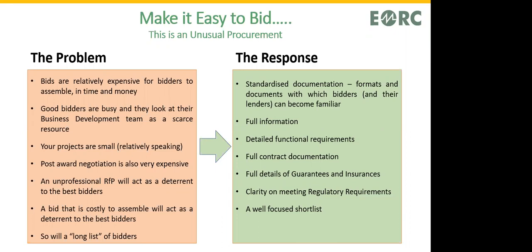Right. Our response in these circumstances: standardized documentation would be a great help, and documentation with which the bidders can become familiar. If they see a bid coming out and the documents look familiar with what they've seen from other bids, it's less time to understand, and they know it's a set of documents they can work with. I'll come on the next slide, I think, to talk about full information, detailed functional requirements, full contract documentation, details of guarantees and insurance and regulations, but finally, a well-focused shortlist. They will weigh up the cost of bidding against their chances of winning, and if they see a long and random list of bidders, that too will act as a deterrent, bearing in mind their costs of bidding.